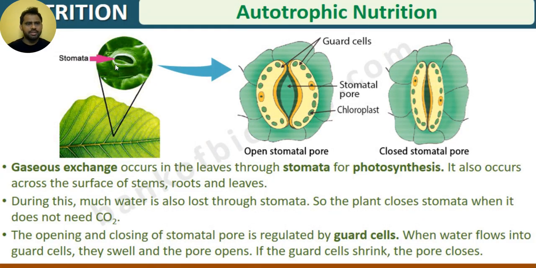Another important concept is the concept of stomata, the guard cells and the stomatal pores. Gaseous exchange: what happens in stomata? All the gaseous exchange for photosynthesis in leaves occurs through stomata. It also occurs across the surface of stem, root and leaves. During this, much water is also lost through stomata. So the plant closes stomata when it does not need CO2. Opening and closing of the stomatal pore is regulated by guard cells.